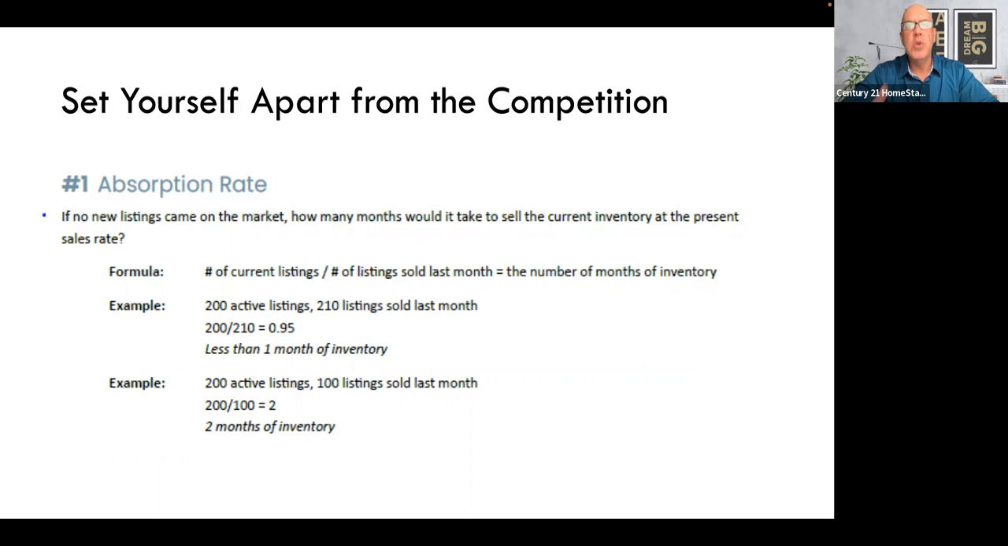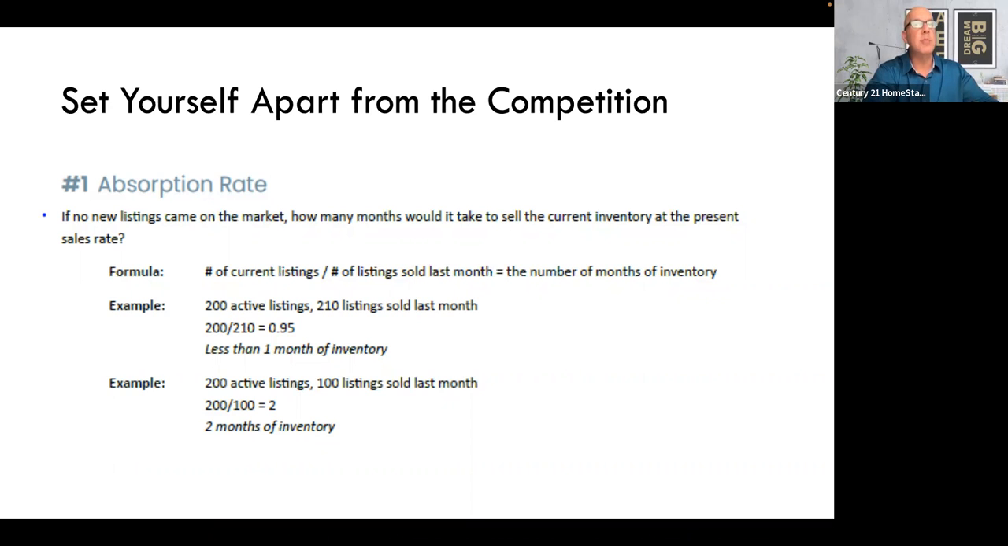So what the data will show you is how many houses will sell in the next month, how much inventory we have. So for example, in these examples here, if there's 200 active listings, and again, these examples are bigger markets, not just a city, but 200 active listings, and 210 sold in the last 30 days. We have 200 active right now. That is showing the market that in the next 30 days, we should have about the same amount of buyers. That means we have 1 month of inventory, or less than 1 month.